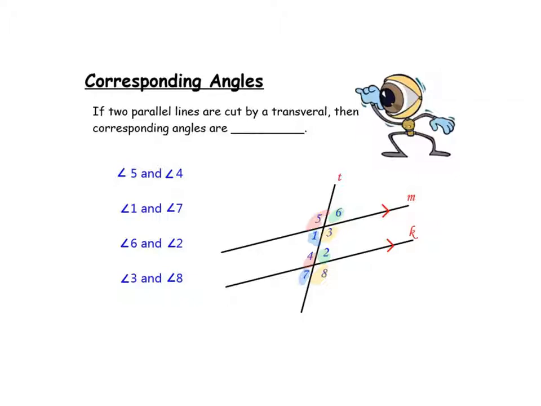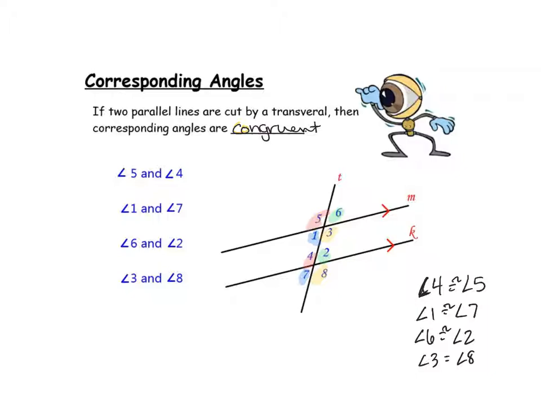Okay, now there's a special property that goes with that, and that is corresponding angles are going to be congruent. So corresponding angles are congruent. So in our case here, angle 4 is congruent to angle 5. Angle 1 is congruent to angle 7. Angle 6 is congruent to angle 2. And angle 3 is congruent to angle 8. Okay, so those are called corresponding angles, and they are congruent.